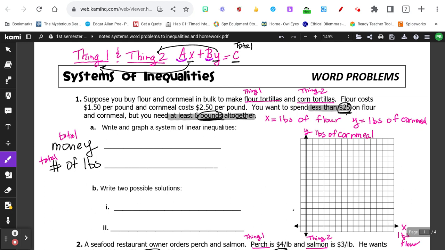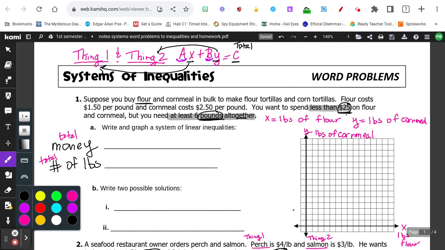It says, suppose you buy flour and cornmeal in bulk to make flour tortillas and corn tortillas. Okay, so the 2 things that I see already is I know I need flour for the flour tortillas and the cornmeal for the corn tortillas. And I think what I'll do is go back and make this my thing 1 and thing 2. Since I'm making these tortilla shells, I'm going to say the flour is going to be thing 1. And then the cornmeal is going to be thing 2.